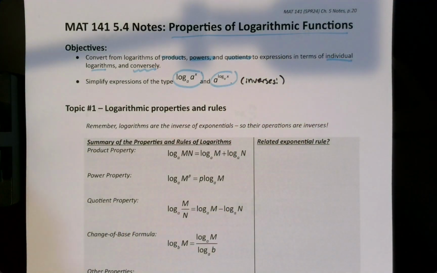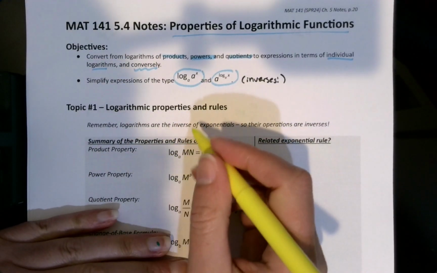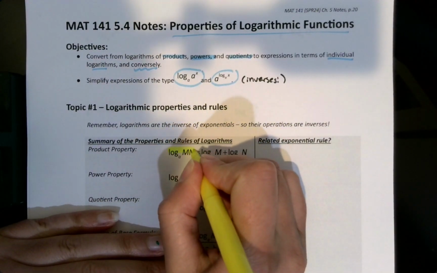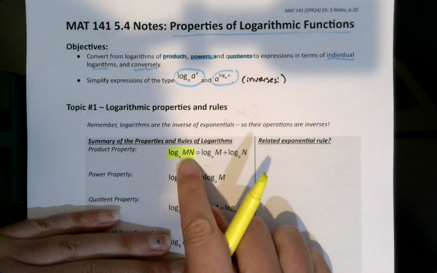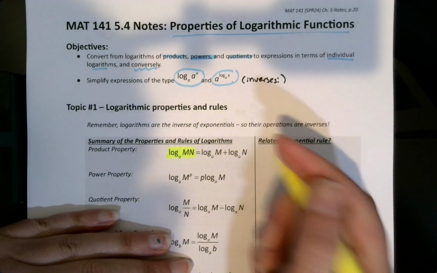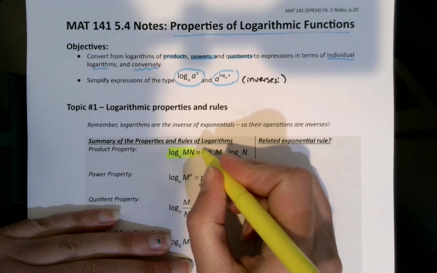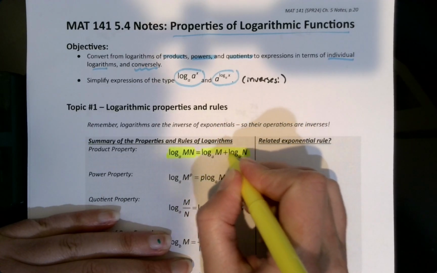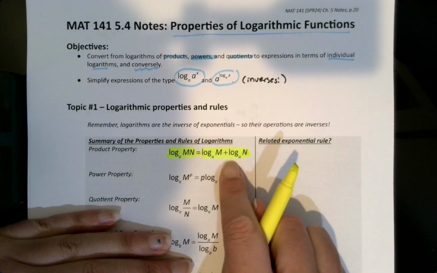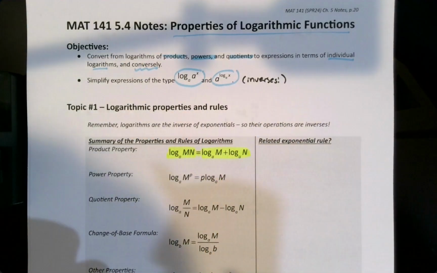Okay, topic 1, logarithmic properties and rules. Our first property is the product property of logarithms. It says that log base a of the product m times n is equal to log base a of m plus log base a of n.